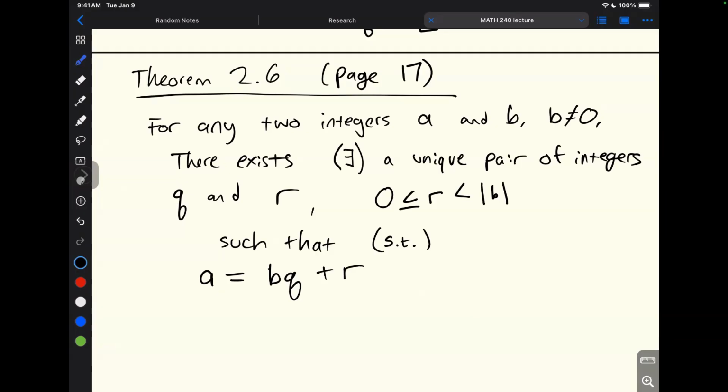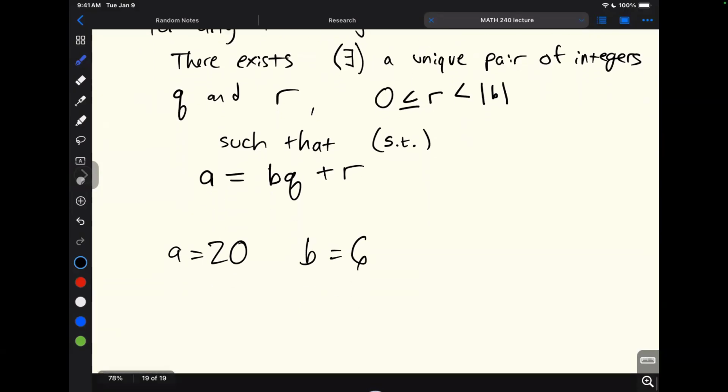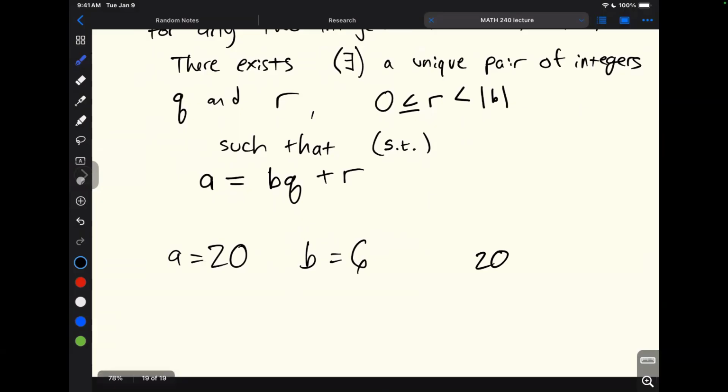So that seems super long and complicated. Here's what it's actually talking about. Let's take number A is equal to 20 and B is equal to 6. If we do 20 divided by 6, again, I can't do mental math. So 6 goes into 20 3 times, remainder 2.